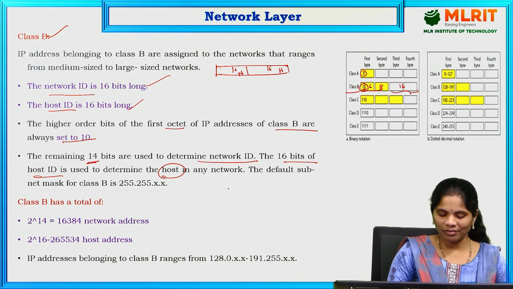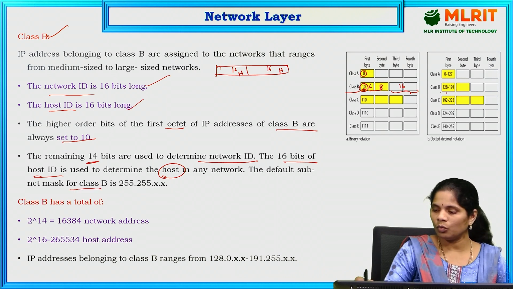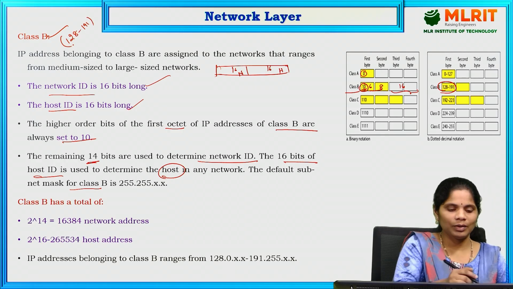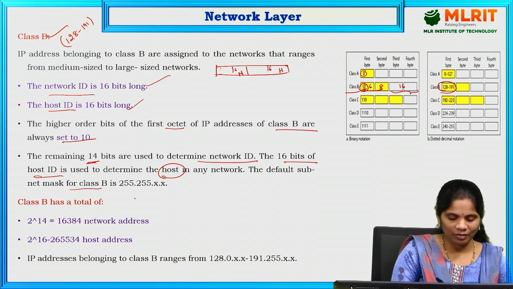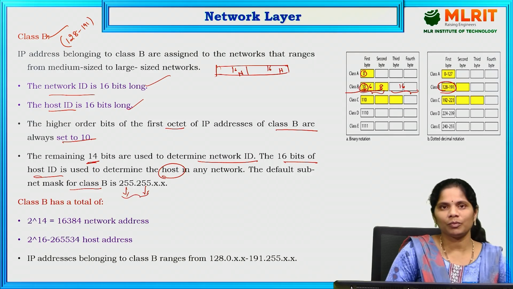The default subnet mask of this particular class B. Class B range is what? 128 to 191. The range of class B is 128 to 191. So here the default subnet mask is starting from... these two come under the network part only. That's why we are writing these two: 255.255.x.x, where x.x is the host ID.